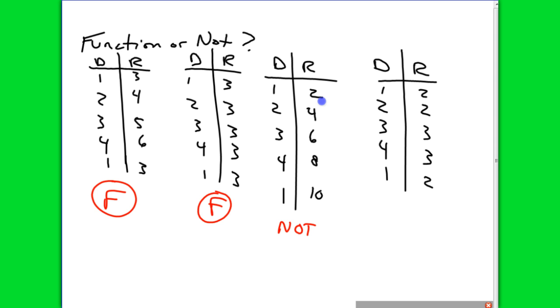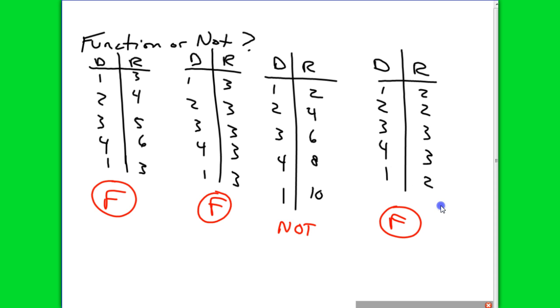And the last example, pause and come back and check your work. And what did you determine? Is this a function? Strange looking range. But when we look at the value 1, it has an output of 2. When it was input again, it also had an output of 2. So yes, this is a function.